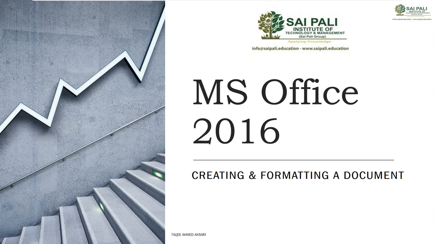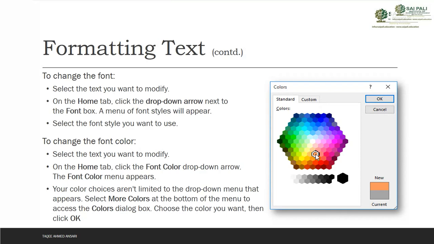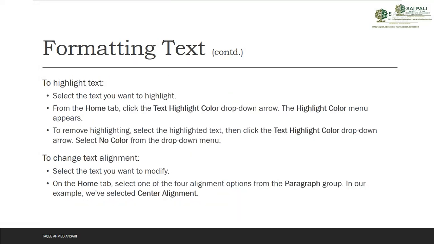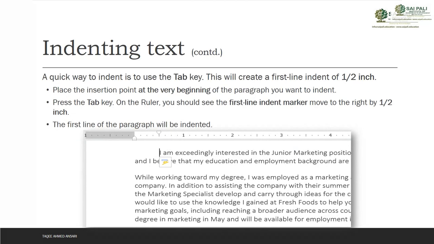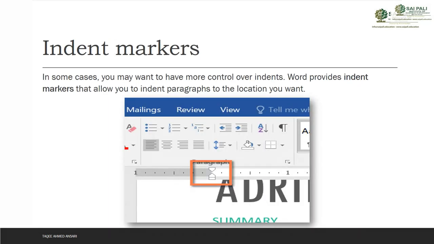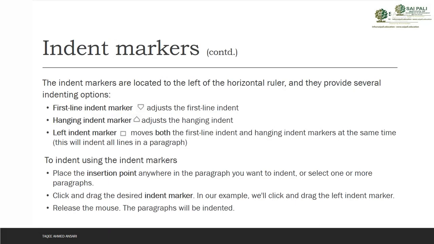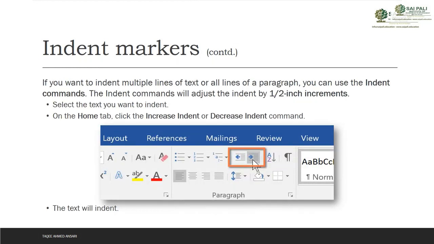Last lecture we started the topic of creating and formatting a document, and we covered formatting text, size, color, height, enabling the ruler, and the indent ruler. We saw how to do the first line indent and the hanging line indent, and the indent markers, and then how to do this from the Indent command in the Paragraph group of the Home tab.